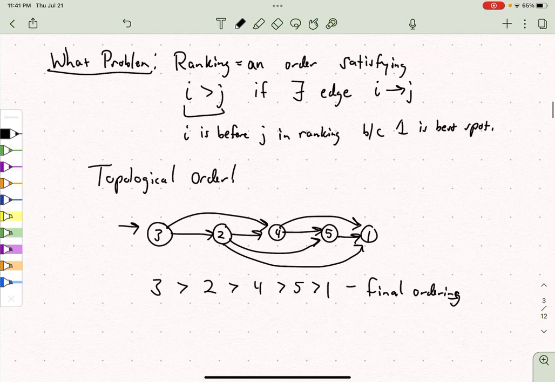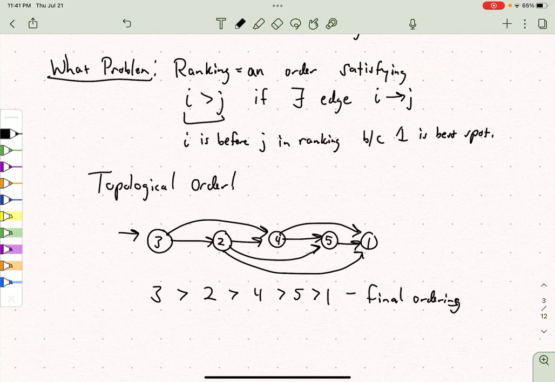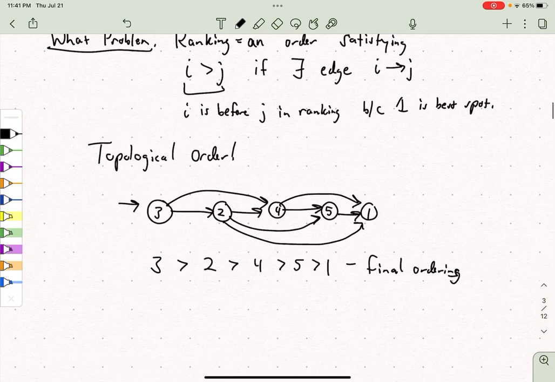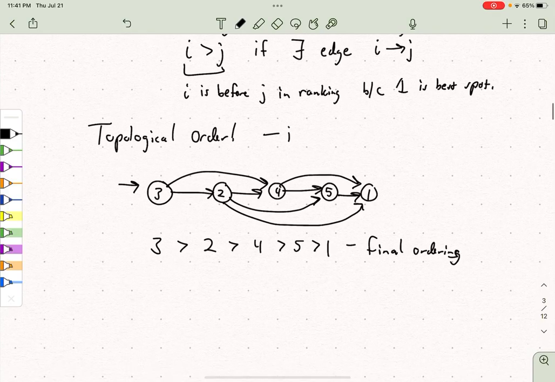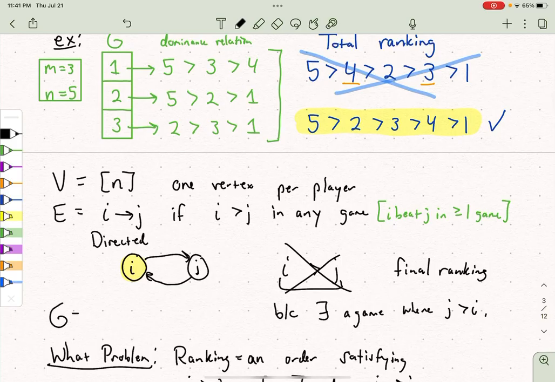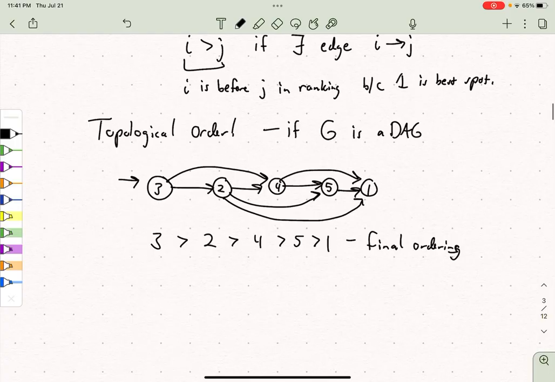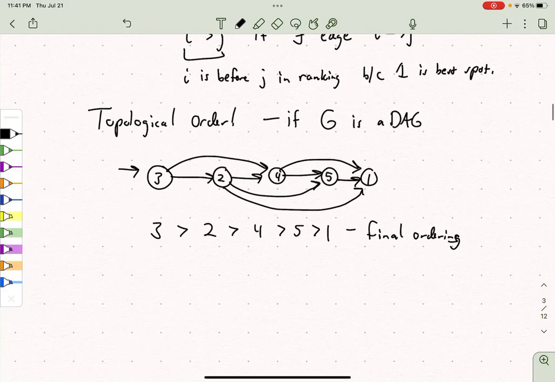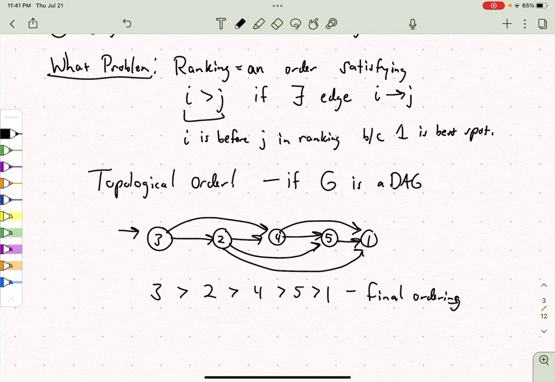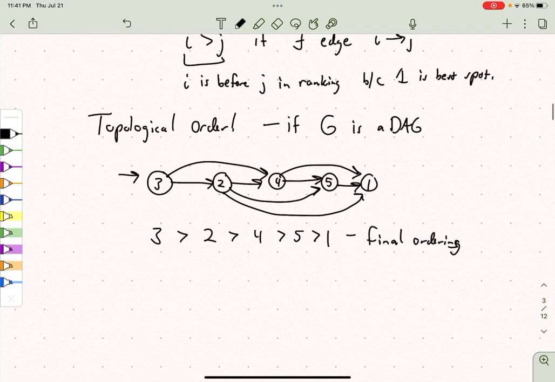So that's the problem we want to solve, is finding a topological order. And in particular, you can only find a topological order if your graph G is a DAG. So G here is going to be V and E. So if our graph is a DAG, it has a topological order, and we can do this. Otherwise, we need to detect if it has a cycle and report none. So we find a topological order if it exists.